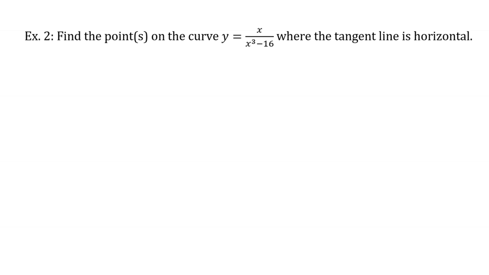Find the points on the curve where the tangent line is horizontal. What does that mean? Slope is 0. Very nice.